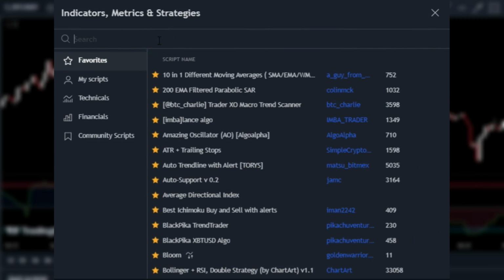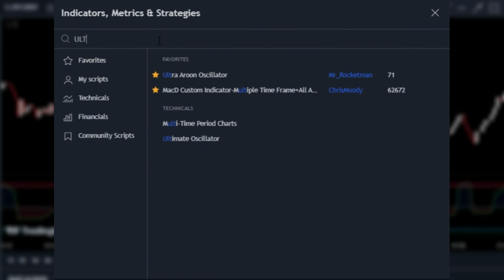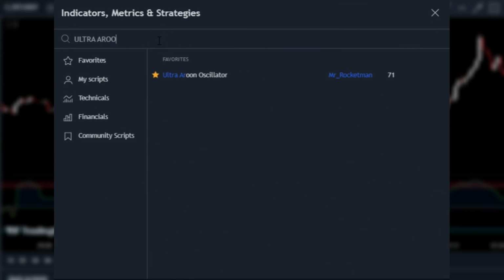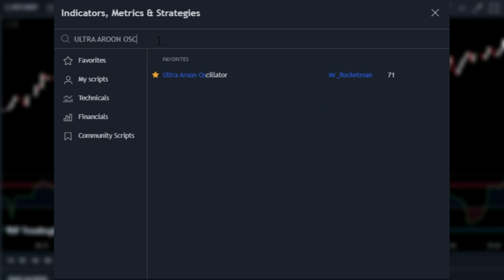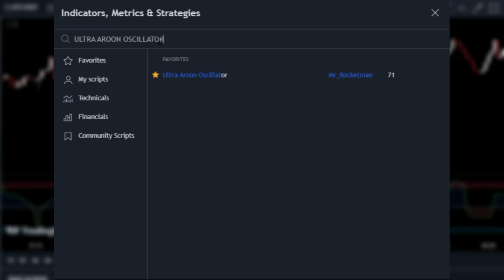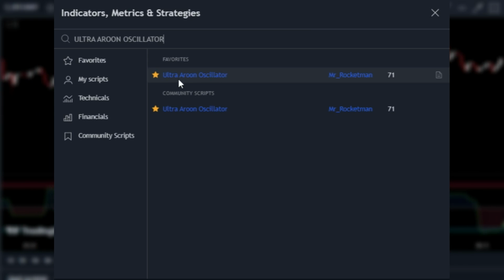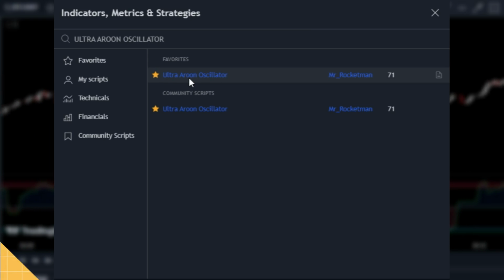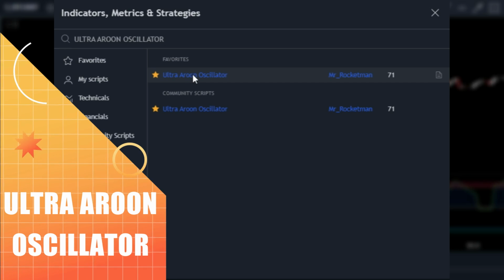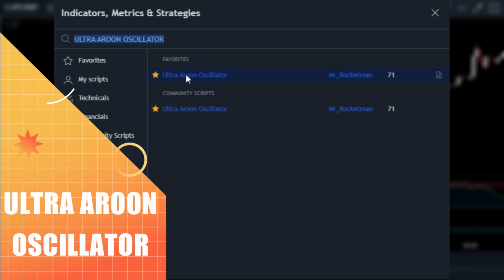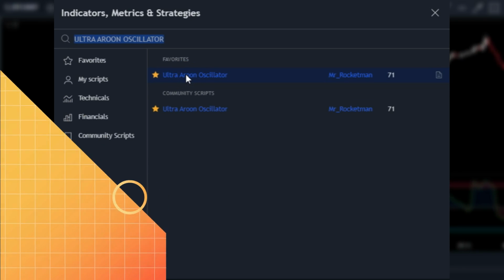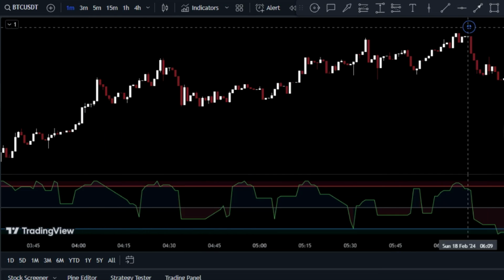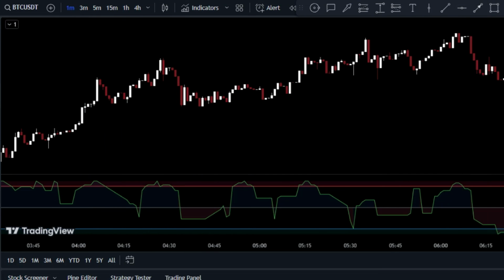Now let's explore the Ultra Aron oscillator. After adding it to your chart, we'll fine-tune a few settings.